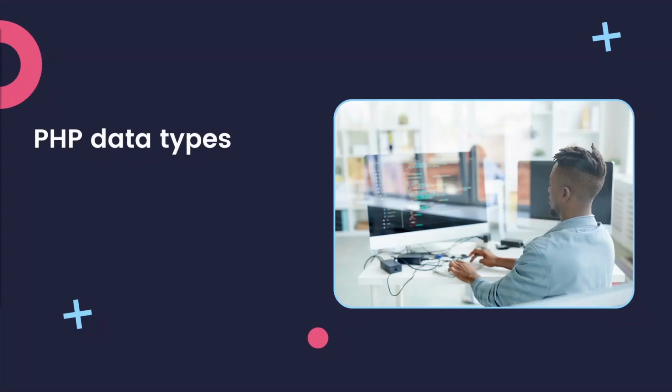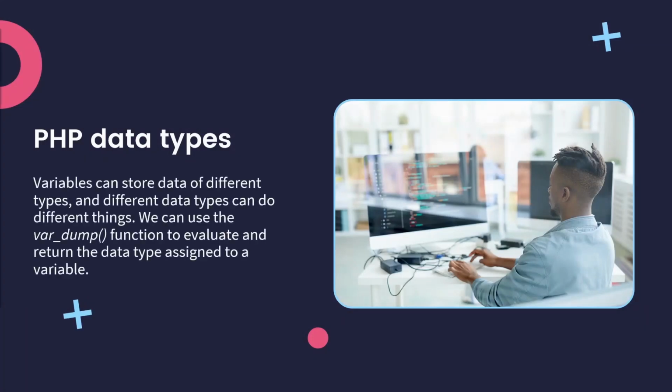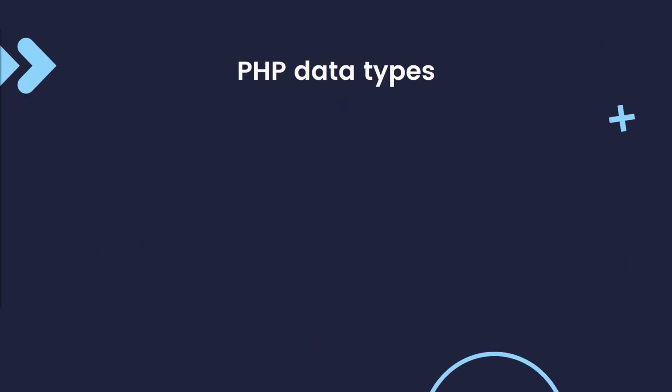Now, what exactly are PHP data types? Well, if you think about it like this, variables can store data of different types. And different data types can perform different kinds of operations or do different things. We can use the var_dump function to evaluate and return the data type assigned to a specific variable. Now, when it comes to PHP data types, there are several data types available for use, but for the most part, these are the ones you'll be working with mostly.